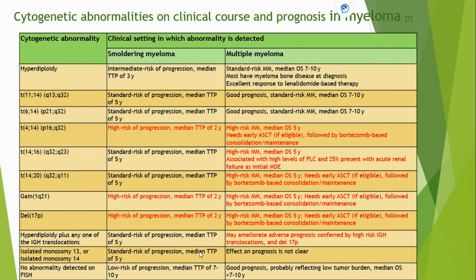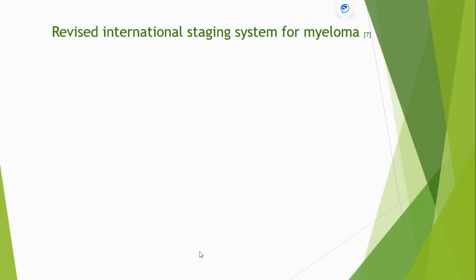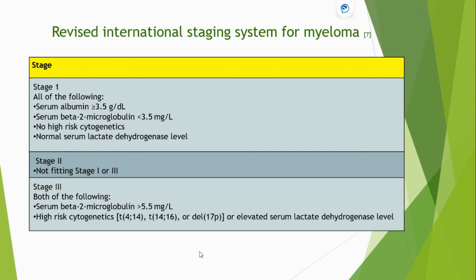So it's one of those complexities of interpreting the results of cytogenetics. You have to know which stage the patient is in, so you can relate the abnormality to the prognosis or risk of progression of the patient at that stage of the disease. The clinical staging system of myeloma is also revised, and cytogenetics still has a role in it. There are different laboratory tests and clinical findings involved in determining the staging of myeloma, but high-risk cytogenetics versus no high-risk cytogenetics findings can put the patient in stage 1 versus 3.